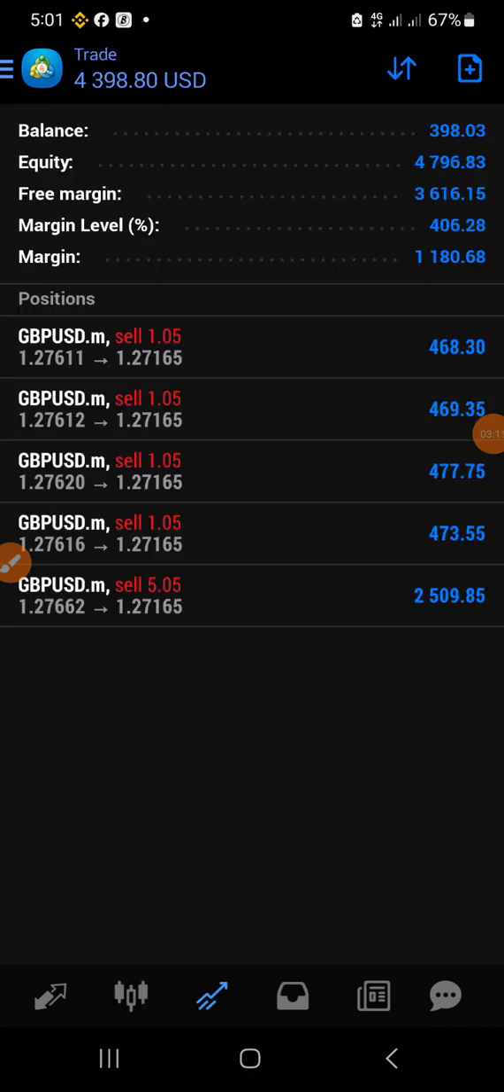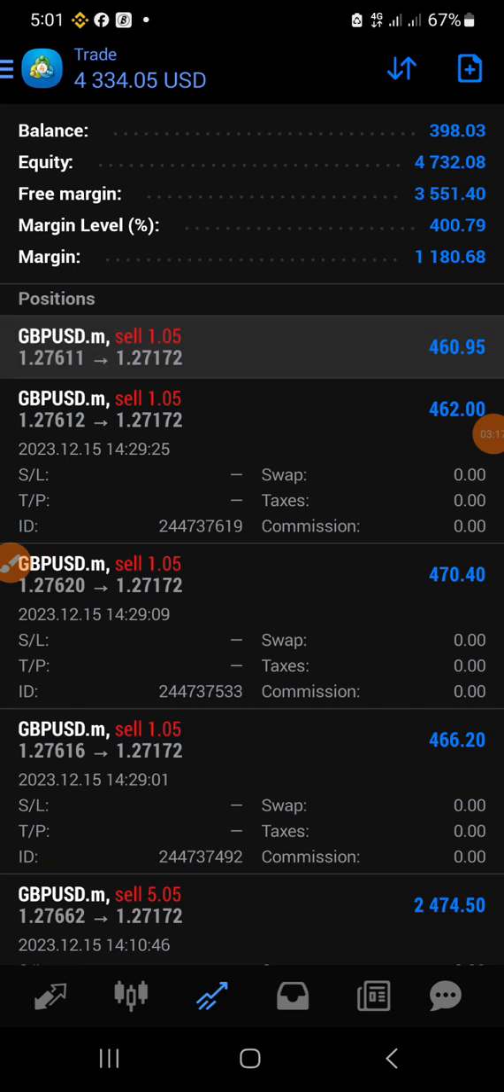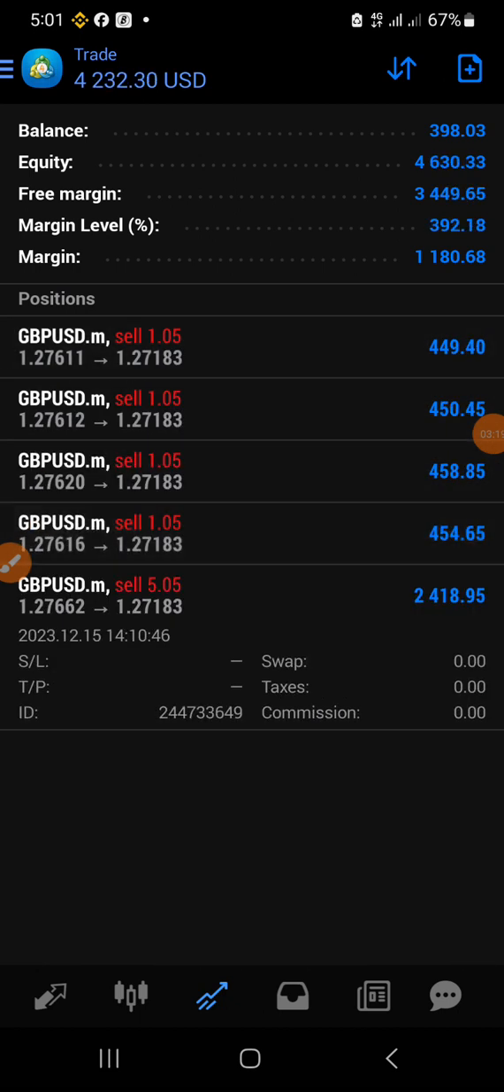This is the reality, and this is live trading, not edited, that you can see. I think you can see the numbers are changing and going up and down.